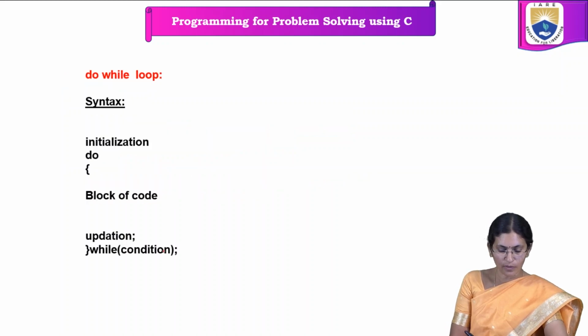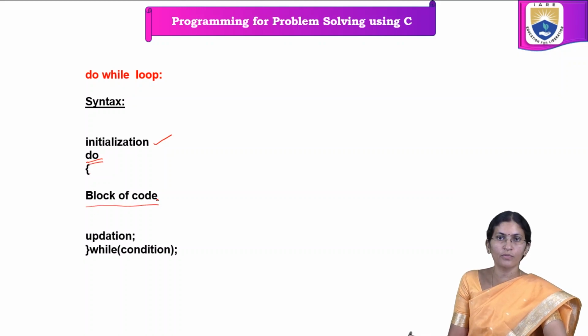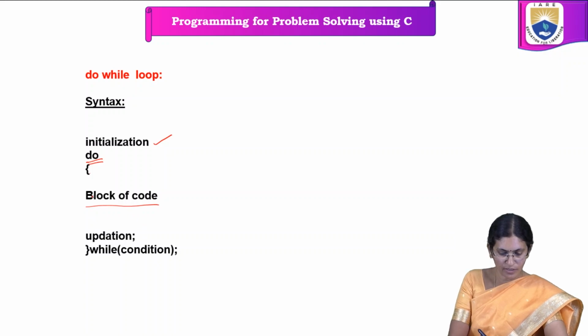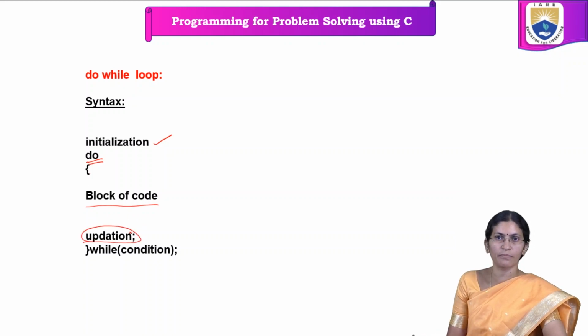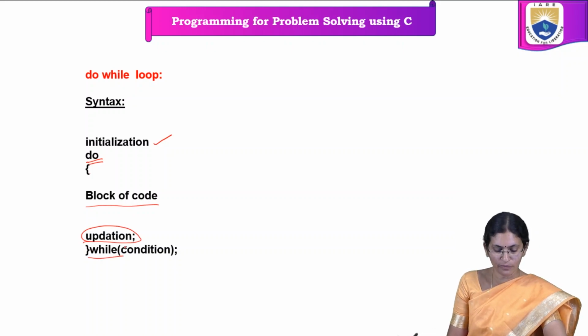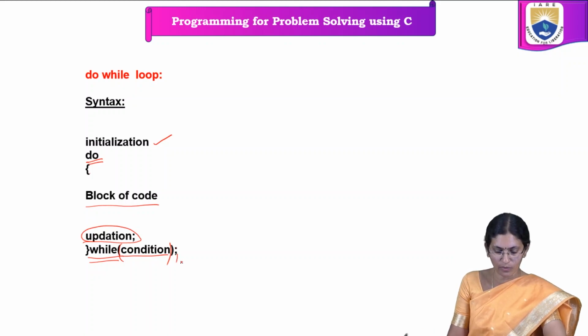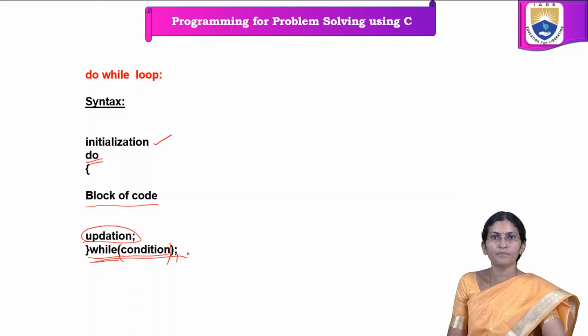So this is the syntax for the do while loop. In the first line we need to initialize the variable, followed by the keyword do. Then inside the curly braces you write the block of code or the statements which are to be executed. Here itself you need to mention the update expression also. After the curly braces, it should be followed by the keyword while, and inside the parenthesis the condition is to be mentioned. Here you need to place a semicolon at the end of this while.